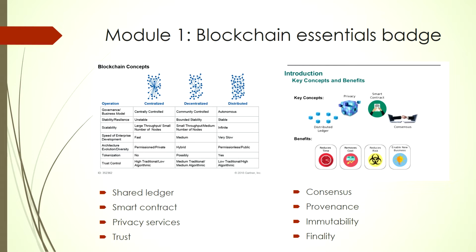So module 1 would be talking about the Blockchain Essentials badge. This is an IBM certified badge. It will take you through the concepts of what blockchain is about. In that module, I'll give you the details of how to connect and what to do. Some of the concepts I listed here are shared ledger, smart contract, privacy services, and trust. Those are concepts you're going to learn in this module. So we'll talk about that separately.